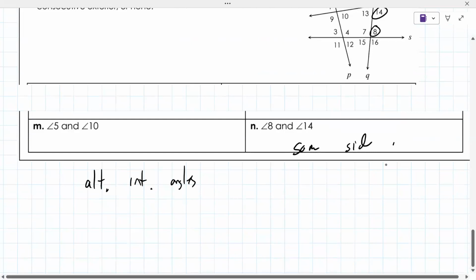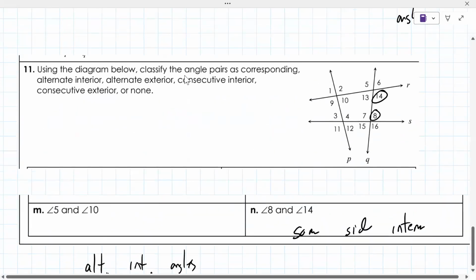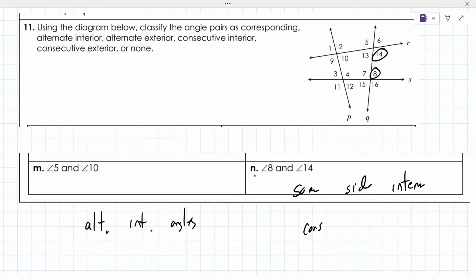So is there a better name for same side interior? Yes, there is. They are consecutive interior, most likely. I have a little bit of hesitation on that because I don't know how your teacher's doing this. Okay.